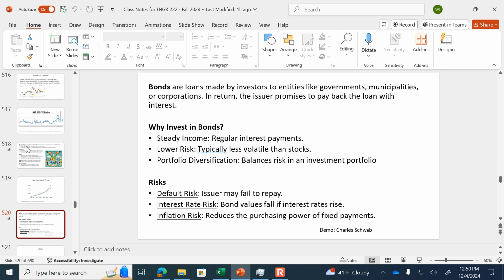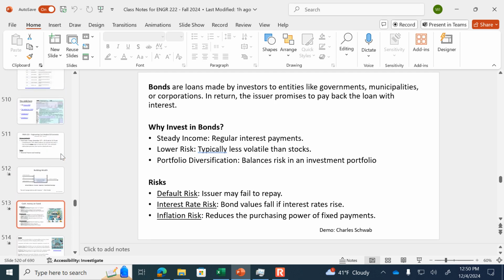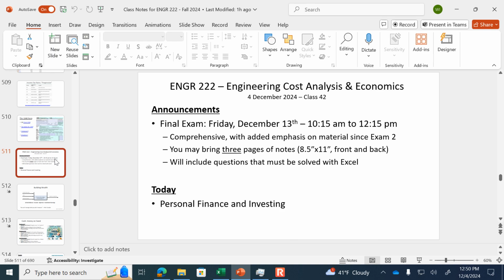Okay, it's 12:50. We're out of time. We're going to continue this personal finance on Friday. And although there's not a homework assignment, this material is fair game for the final exam. So I think it's worthwhile to take notes and try and learn this, because I'm going to ask some questions on the exam related to personal finance.